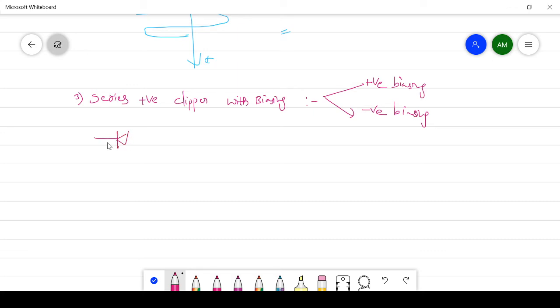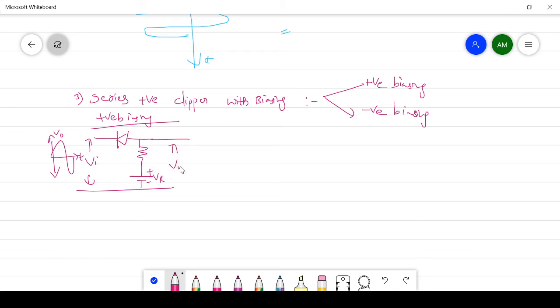See here, this is the positive biasing circuit. Here we apply the positive biasing. This is the input voltage, a sinusoidal input signal. This is the positive reference voltage VR. The output voltage is V0, and this is the diode DR. In this circuit we have two conditions.